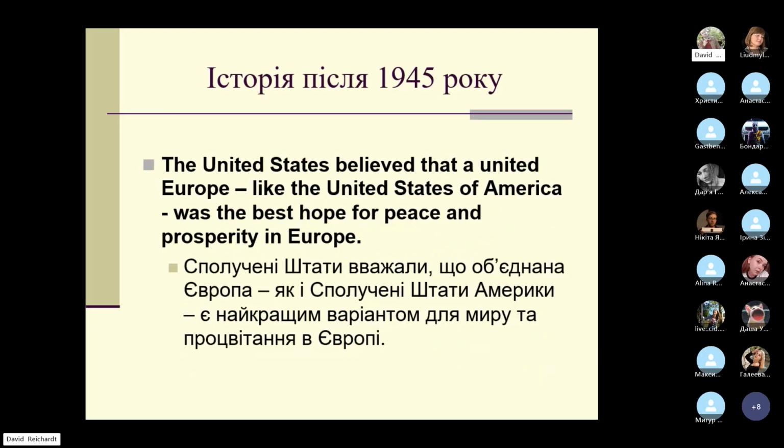Now, the United States believed that a united Europe, like the United States of America, was best for peace and prosperity and happiness in Europe. That's the best solution. So the Americans put the full power of America behind this idea of a united Europe, a United States of Europe.